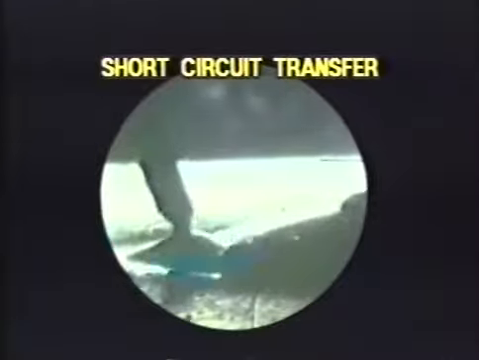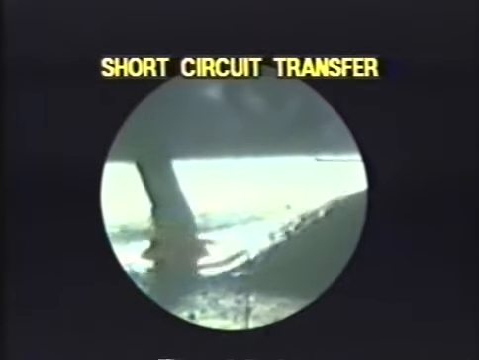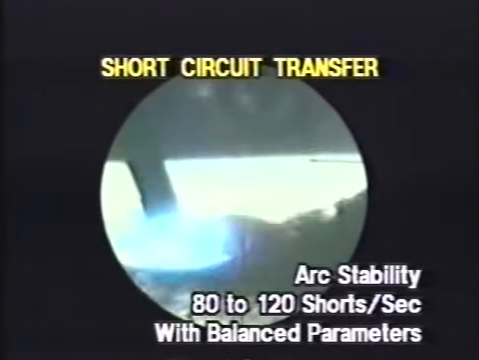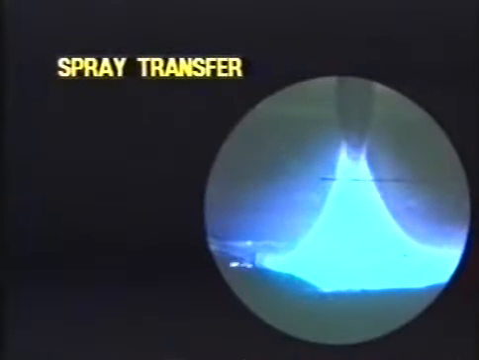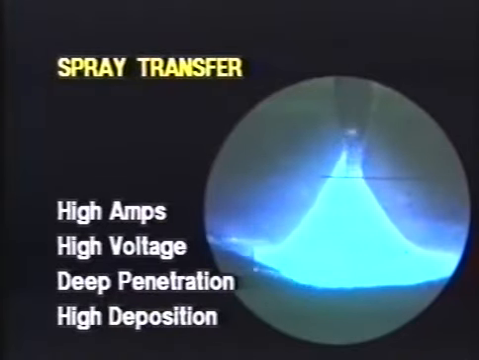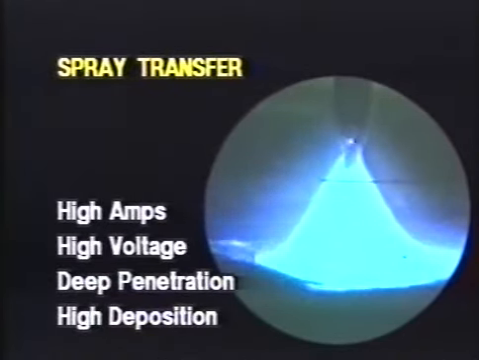Now with the short circuiting, considered a low amperage mode of transfer, the wire short circuits generally up to about 120 times per second. Then we have the high amperage spray type transfer in which the wire doesn't short circuit and it's generally over 200 amps. Deep penetration, high deposition.